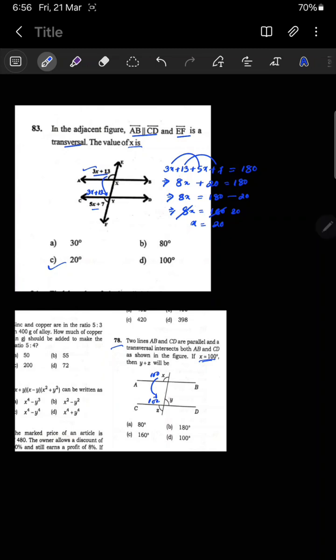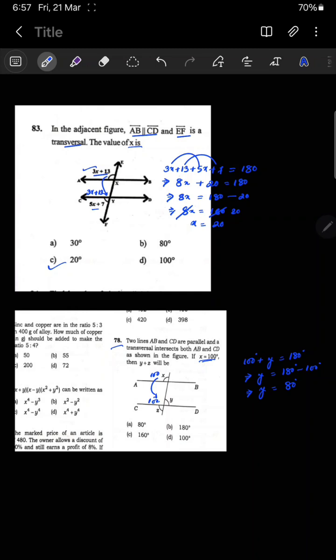Or you can say 100 and y are linear pair angles. And for linear pair angles, as you know, the sum is 180. So add it: 100 plus y is equal to 180 degrees, because the sum of the angles of a linear pair is 180 degrees. Then y is equal to 180 degrees minus 100 degrees, because if you change the side, you have to change the sign as well. So y is 80 degrees. So you got your y value.